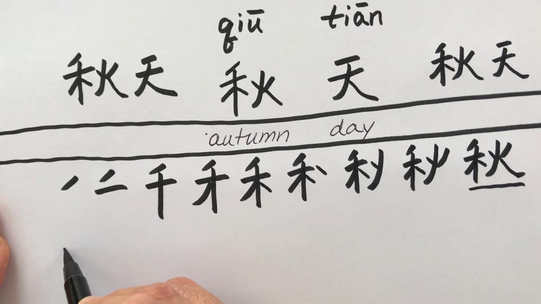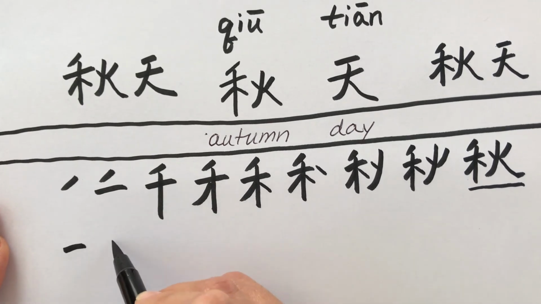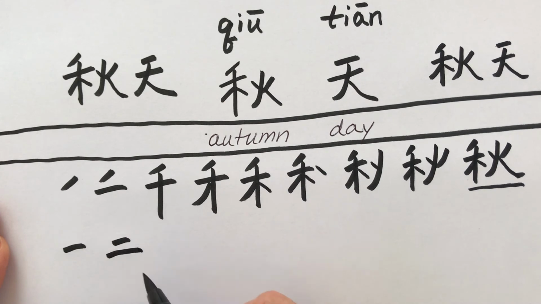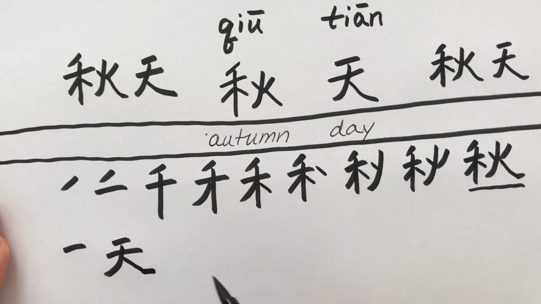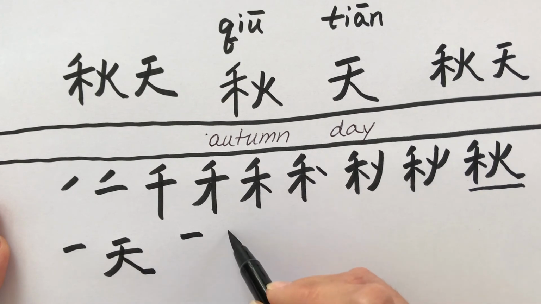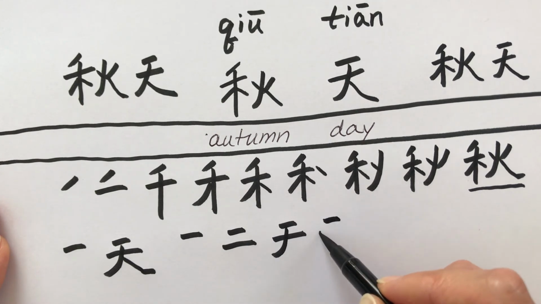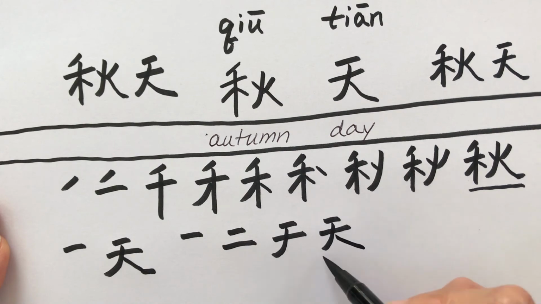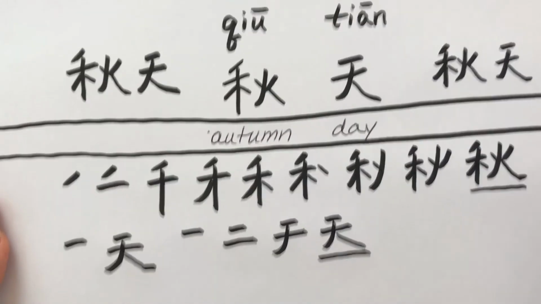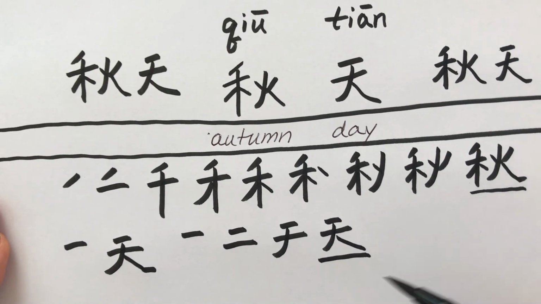Now 天, first stroke, horizontal line. The top line is shorter, the second line is a little bit longer. Oh, sorry. And I do it again. Tian. 秋天.